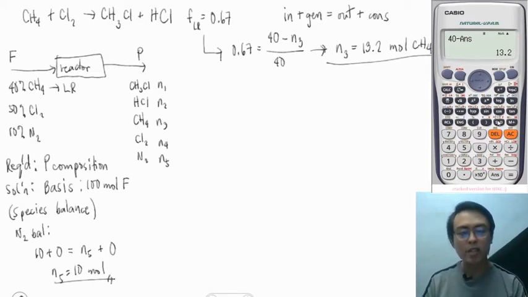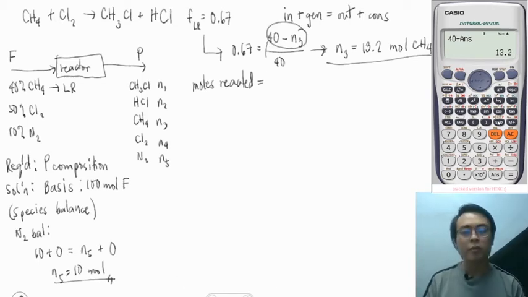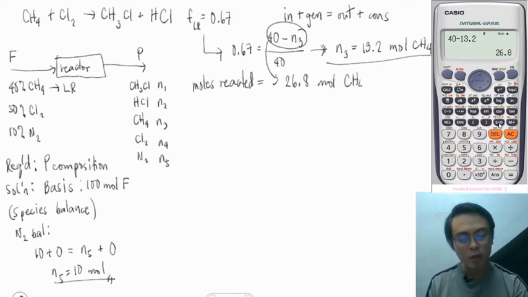In the species balance, what you normally want to do is get how much moles was reacted. And we can do this because we have already solved for this. The moles reacted is the numerator in your conversion. That is the 40 minus N3 term. So in this case, you simply subtract N3 from 40. You get 26.8 as the moles reacted. 26.8 moles CH4 reacted. So why is this important?